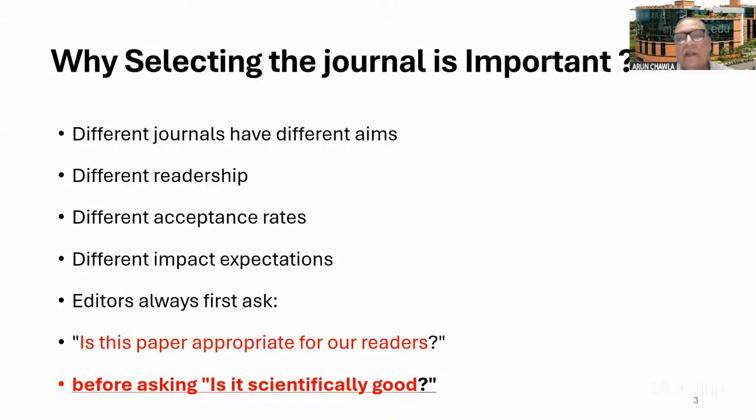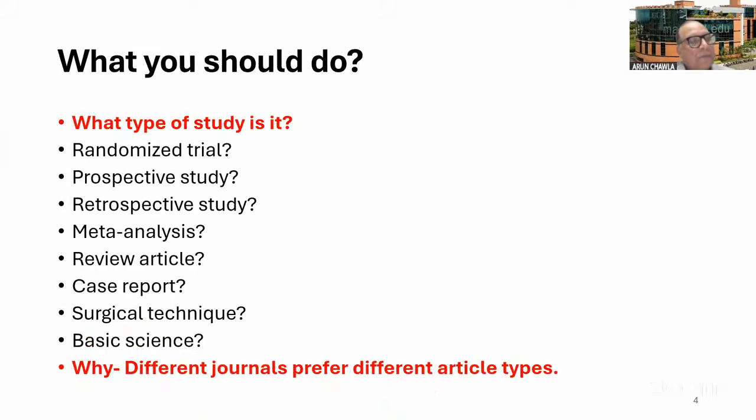Now, before choosing a journal, ask yourself what type of work you have done. Whether it was a properly planned randomized study, a prospective observational study, or it was just a collection of data put into a retrospective study, or you have taken up a very rigorous systematic review and meta-analysis. Was it just a case report of a very interesting observation, or was it a study on a particular surgical technique which you have innovated, or your study was basic science on some animals or some other stuff? Why? Because different journals prefer different types of articles.